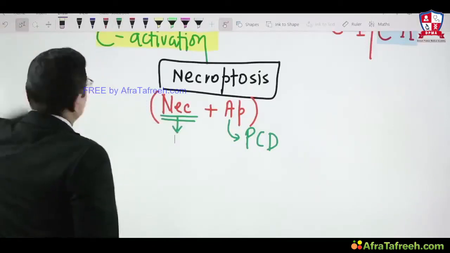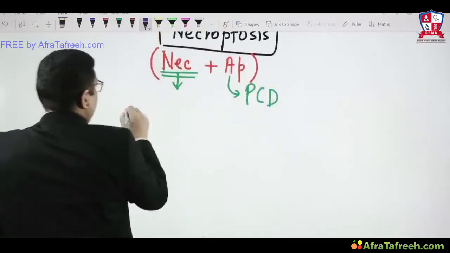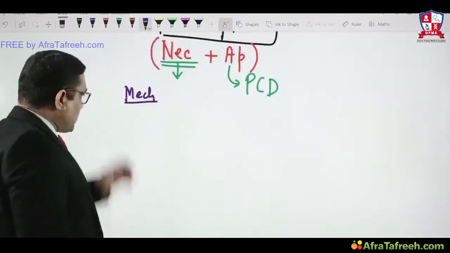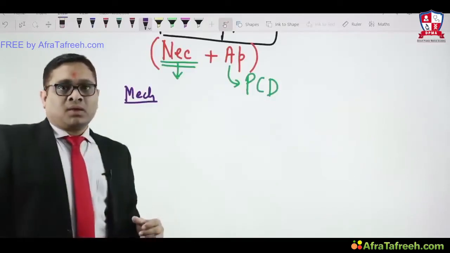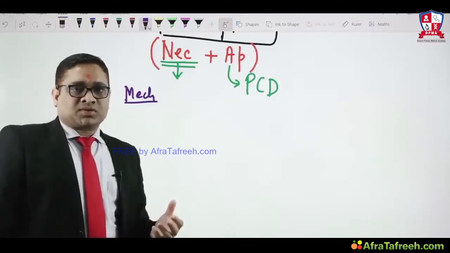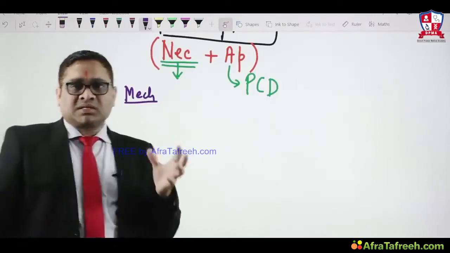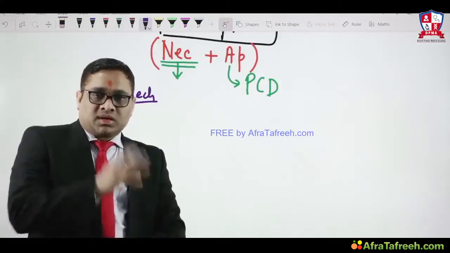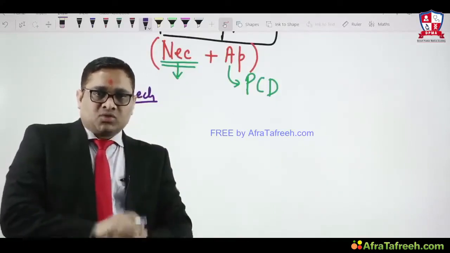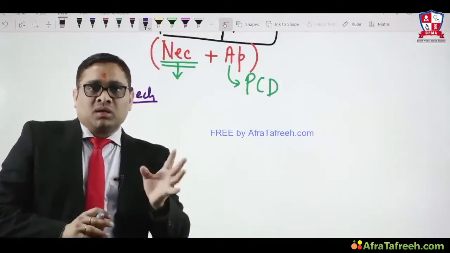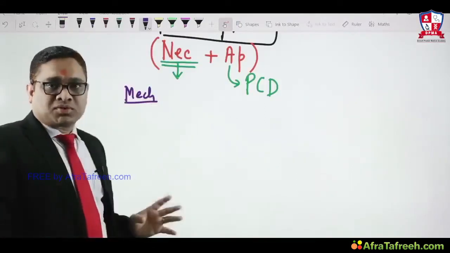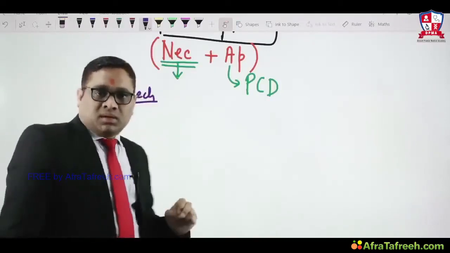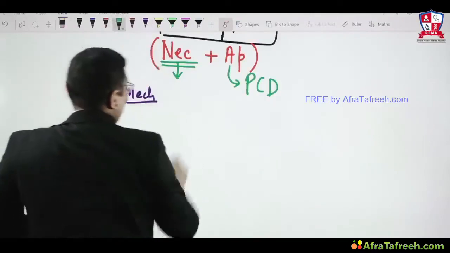To understand necroptosis, first we should learn the mechanism of necroptosis. The mechanism of necroptosis is very interesting. Why? Because the examiner can ask the question: necroptosis resembles which pathway of apoptosis, intrinsic pathway or extrinsic pathway? And you can answer this question only when you know the mechanism of necroptosis. The mechanism of necroptosis revolves around the death receptors. So what happens in necroptosis? Here I will tell you.